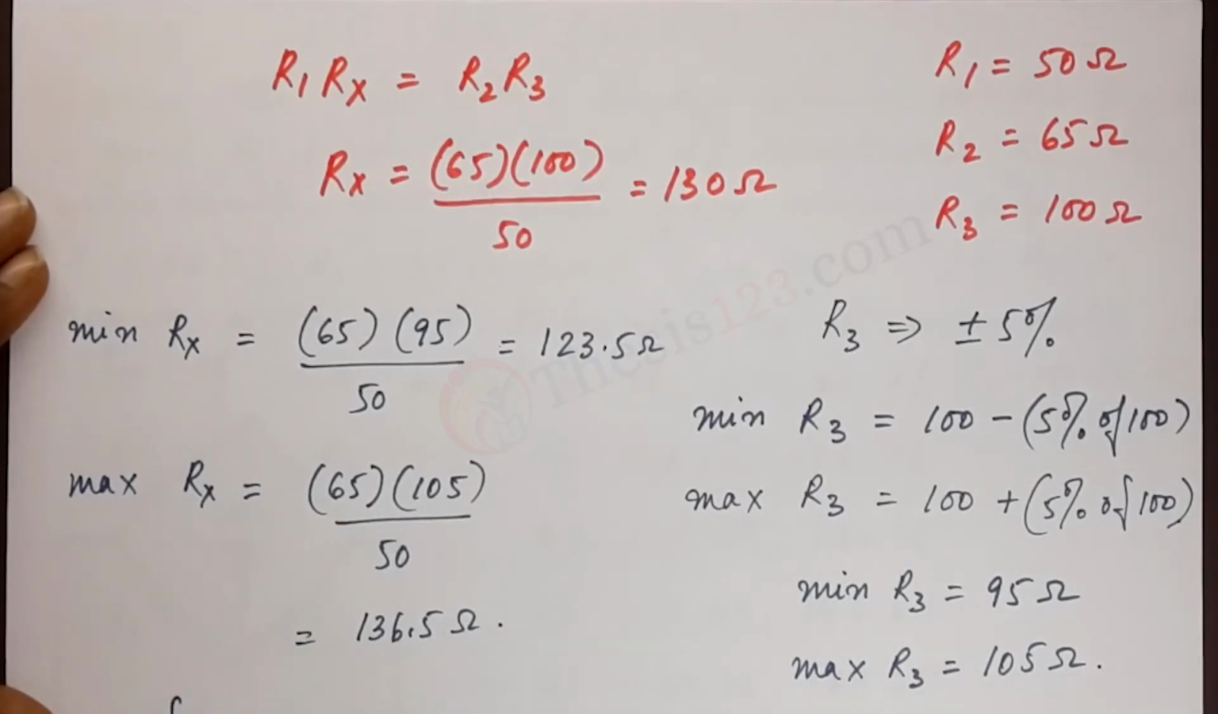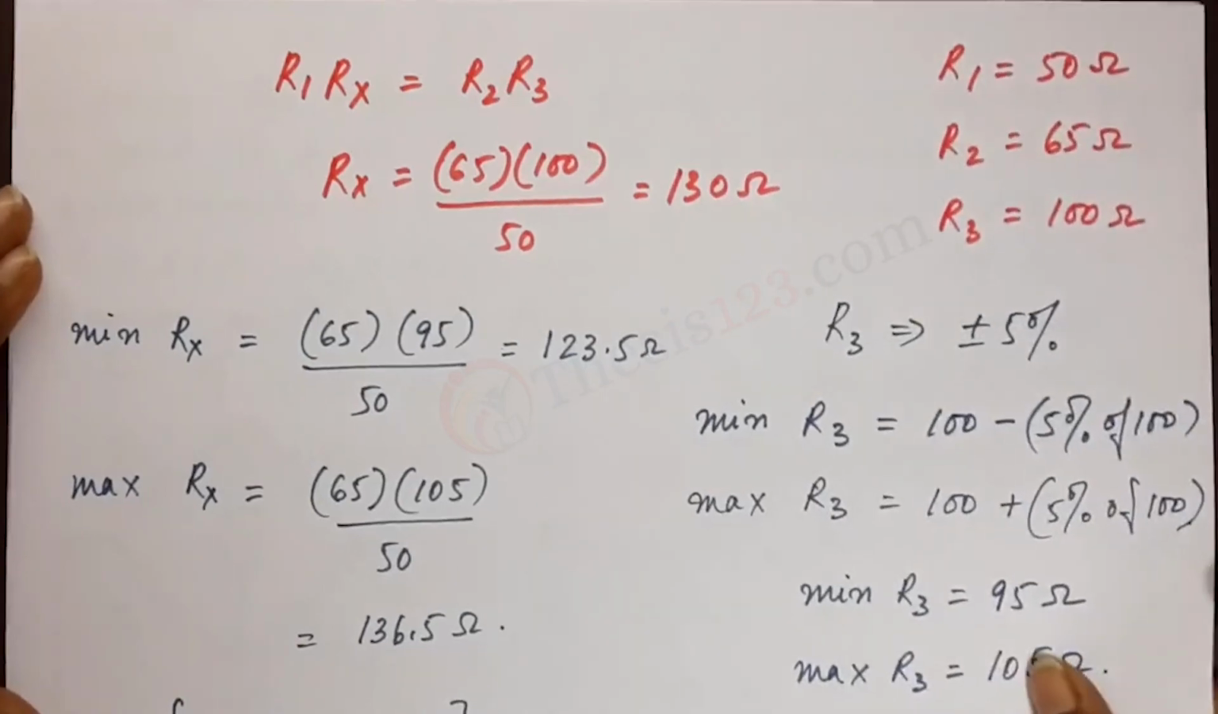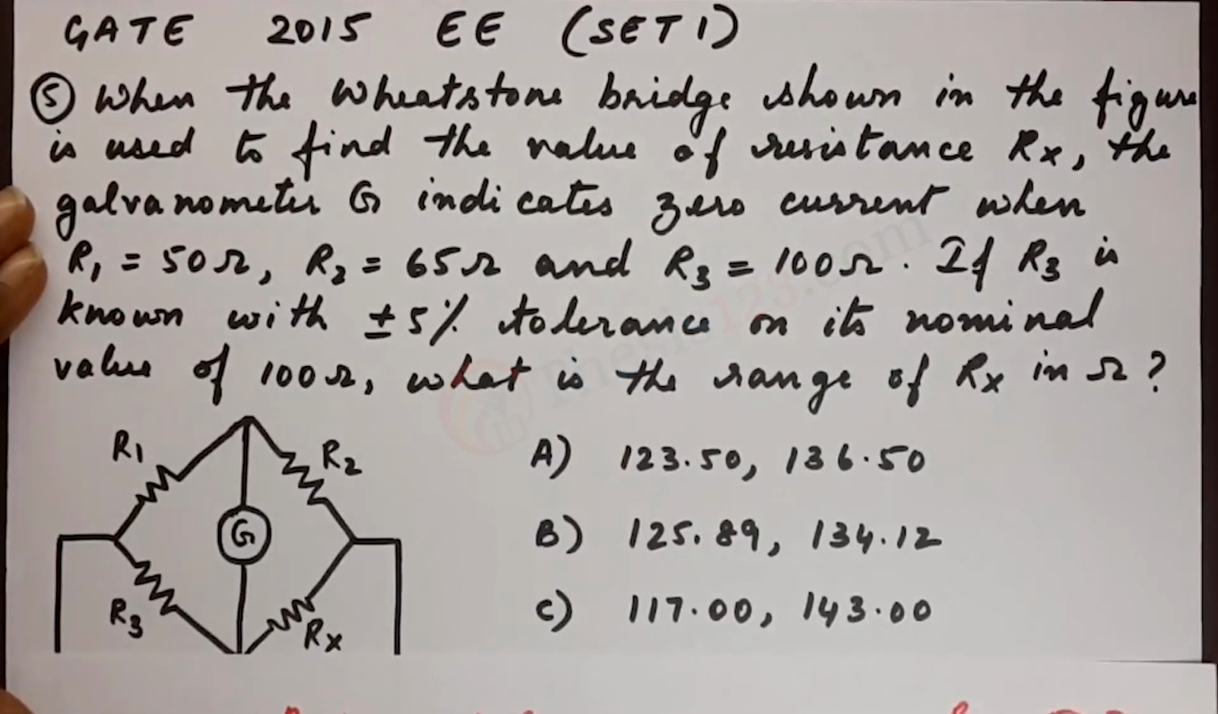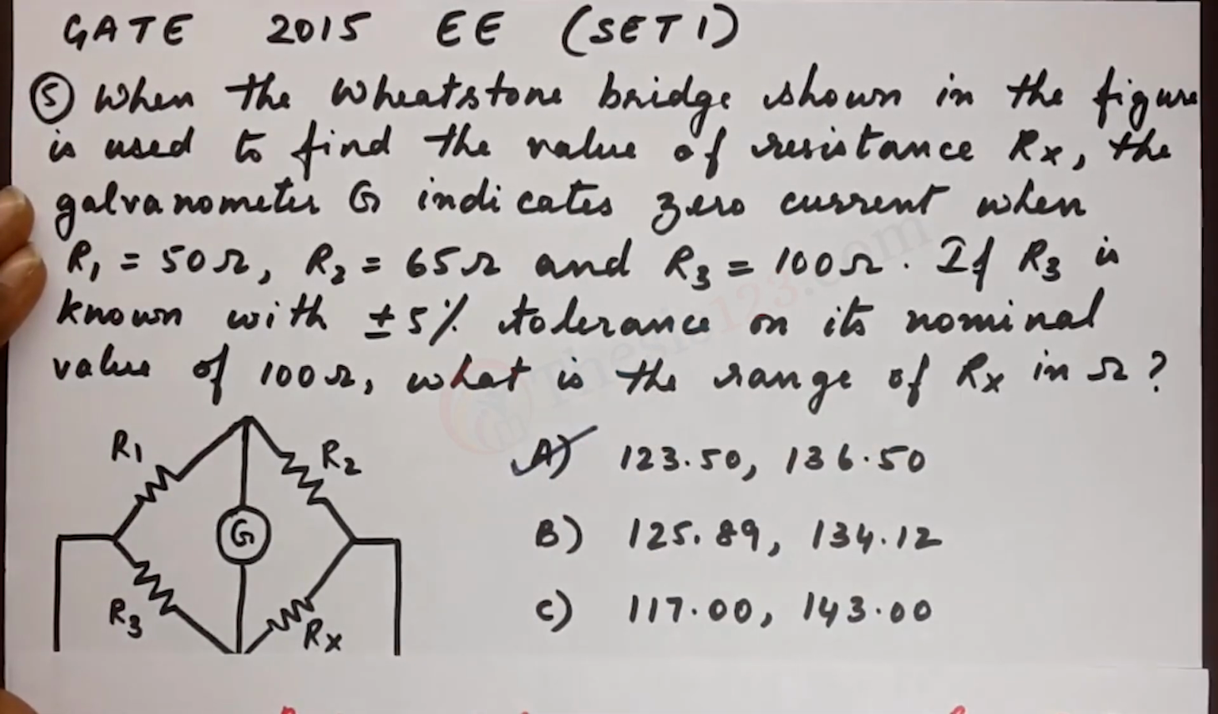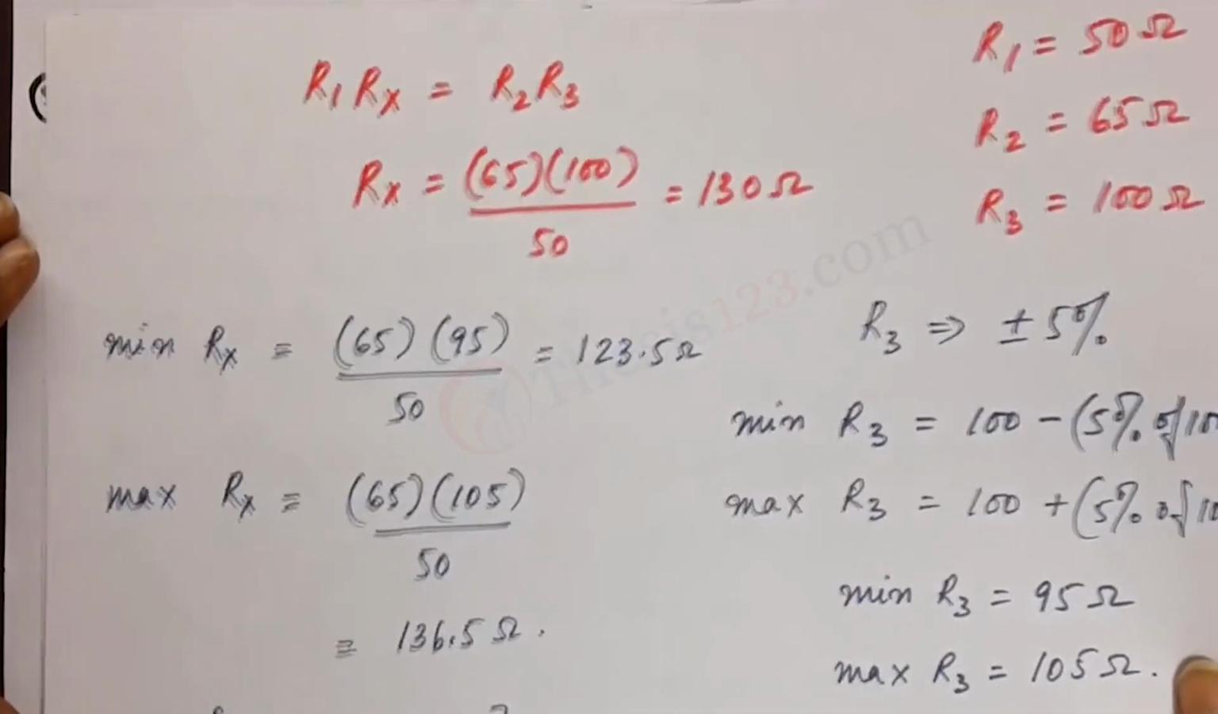So it's a minimum value of 123.5 and a maximum of 136.5 ohms. Now this answer matches option 1A. Well, that's the final answer.